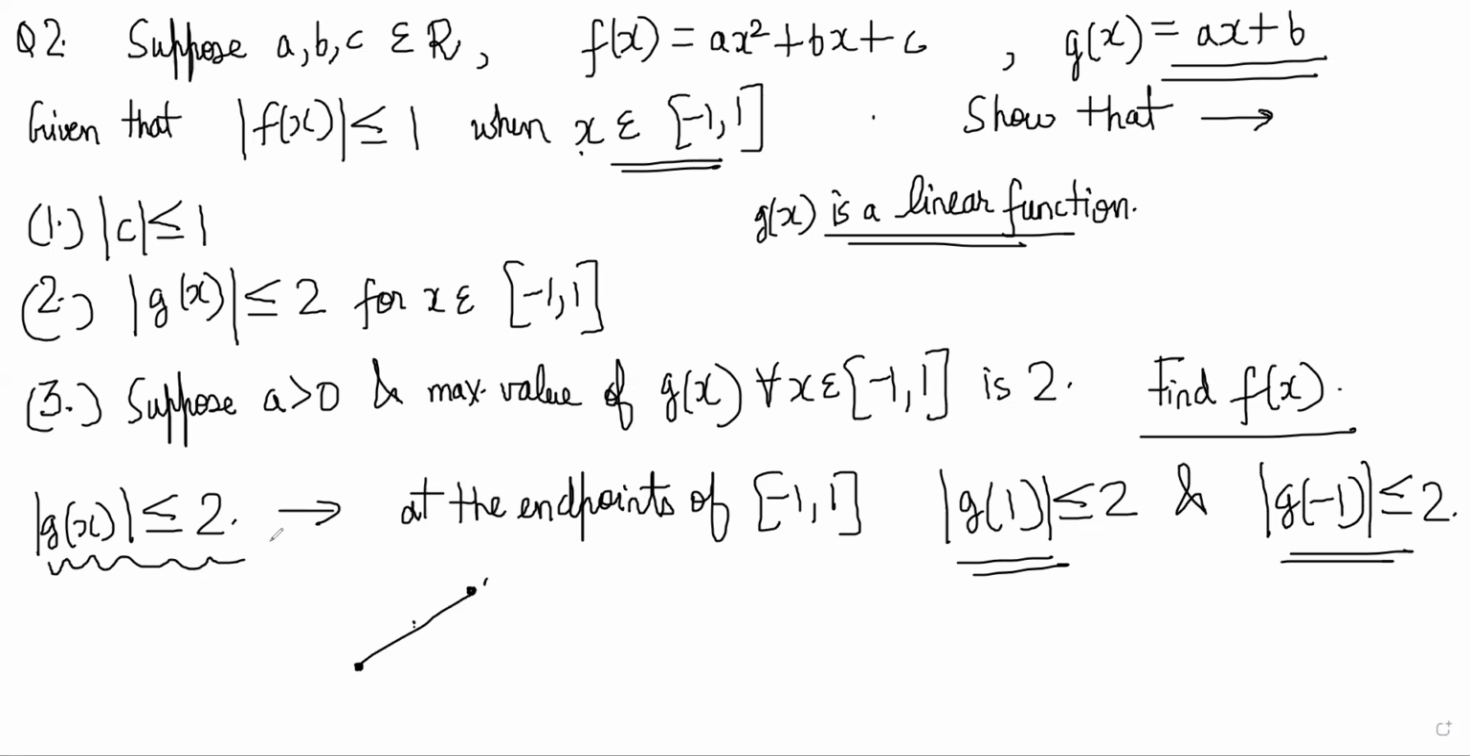So all we have to show in order to prove this for all x in this region is to check the endpoints. If we check g of 1, g of 1 is simply a plus b, and g of -1 is basically minus a plus b. So we have to show that mod of a plus b is less than or equal to 2, and mod of a minus b is less than or equal to 2, right? So let's see how we will go about doing that. Let's do that on the next page.